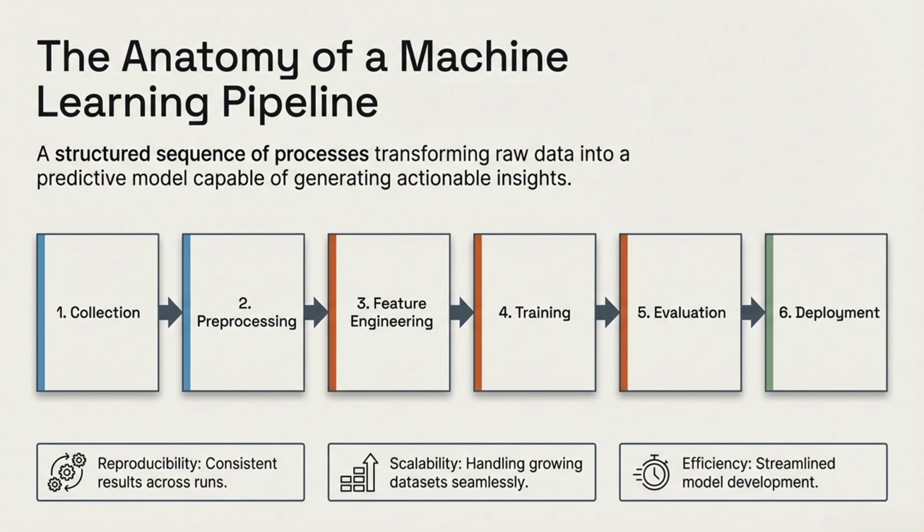First is data collection, where raw data is gathered. Second is data pre-processing, where data is cleansed and structured. Third is feature engineering, where important variables are created. Fourth is model training, where algorithms learn patterns from the data. Fifth is model evaluation, where the model's performance is tested. Finally, the sixth stage is deployment, where the model is made available to real users. A well-designed pipeline ensures reproducibility, scalability, and efficiency in machine learning systems.